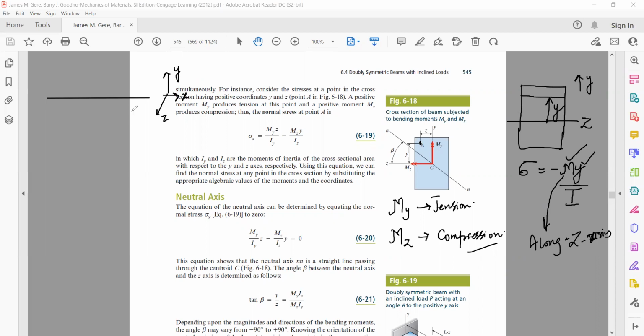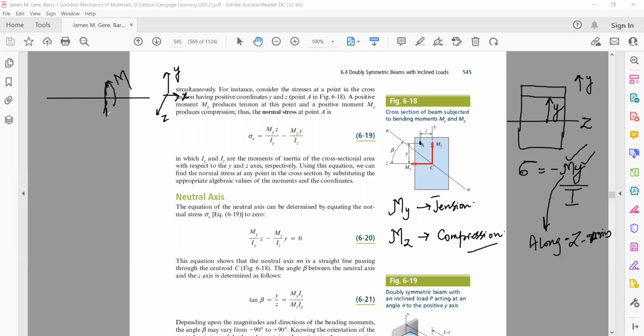Now, because of loading, there was bending moment. Suppose you take a section over here, and you say the bending moment here is M. Curl your finger, tell me the direction of the bending moment. Along which direction is this moment acting? X or Y? Z.